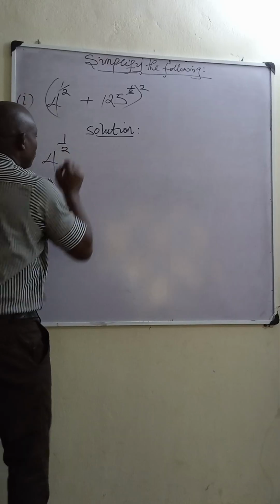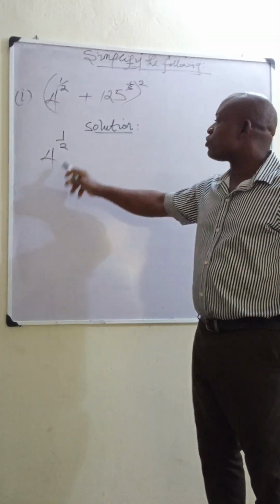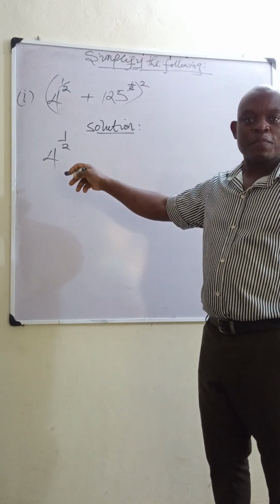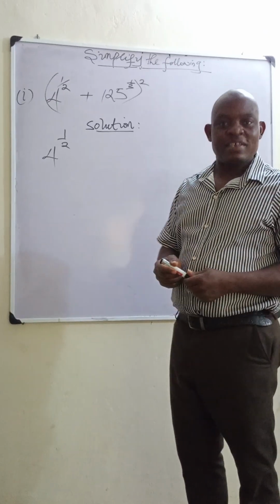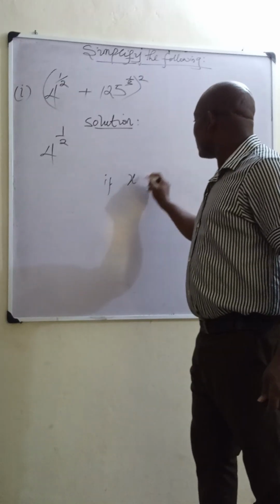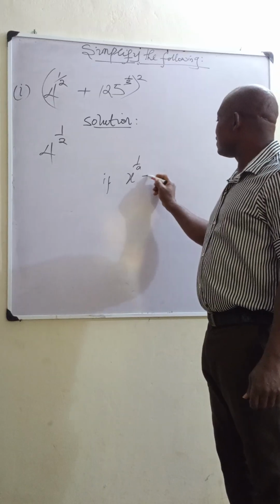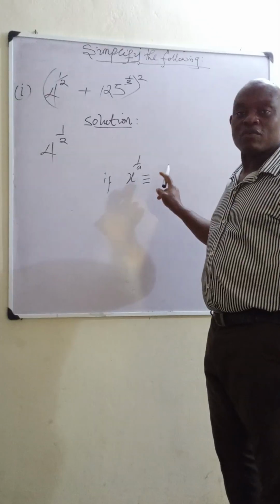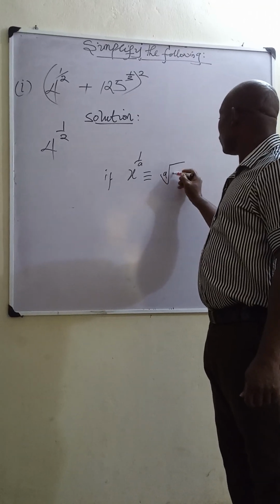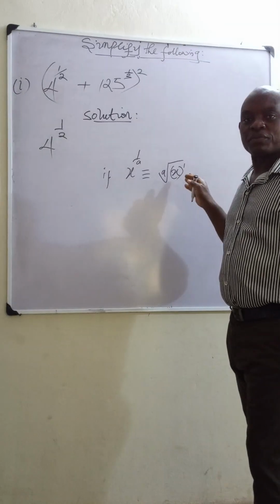4 raised to the power 1 over 2. What do we want to achieve? We want to understand the meaning of 4 raised to the power 1 over 2. This is half. So there is a law in indices that says if x is raised to the power 1 over a, that law says it is equivalent to the a-th root of x raised to the power 1, but most times 1 is negligible.